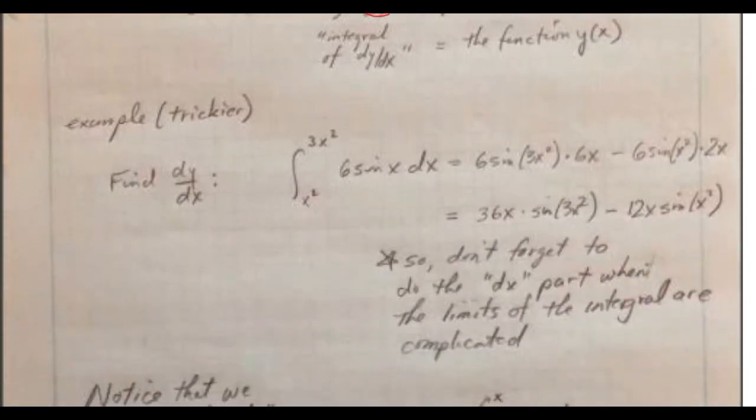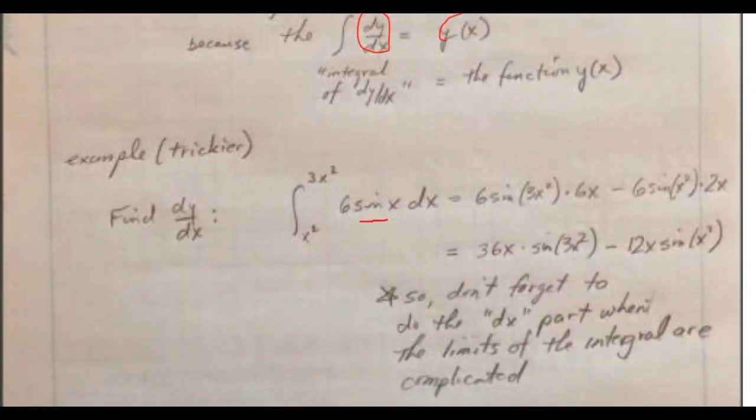There are trickier ones of this, remember. For example, what if we had the same function, but we had different limits, x squared going to 3x squared? We're integrating for these limits, then we still plug it in, but we have to do the top and the bottom. We have to do it just like we were doing the integral, and we have to remember the dx term. If we plug it in, we get 6 sine, and instead of x, we put in 3x squared. Then we do the dx part, which is 2x, because the derivative of 3x squared is 2x.